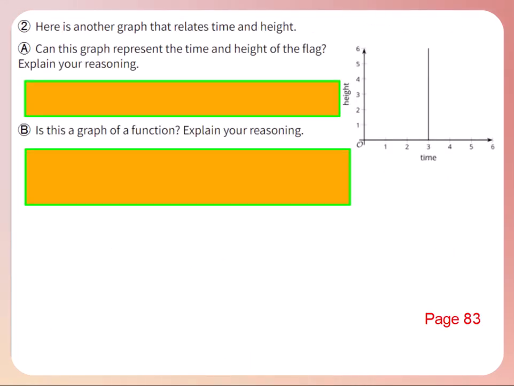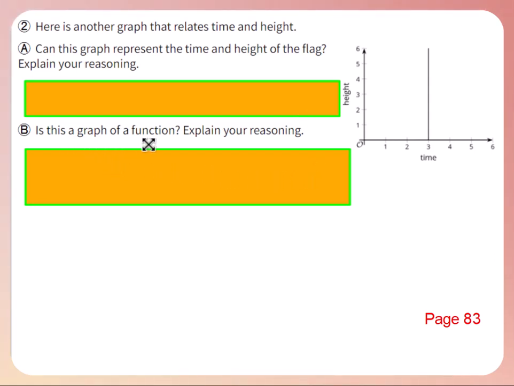Okay, question number 2. Here's another graph that relates time and height. Can this graph represent the time and height of the flag? Okay, the time is at 3 minutes, I guess it's minutes. And then the height, it just keeps going up and up and up. Pause here, explain your reasoning, write something down, and then come back and compare your answer to my answer. I'm not saying my answers are correct. I'm just going to give you a sample answer.